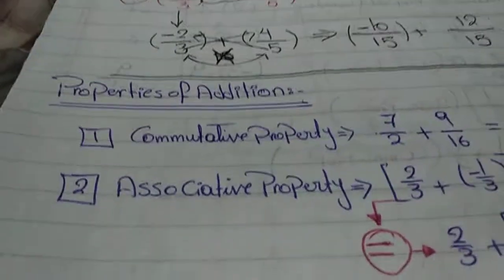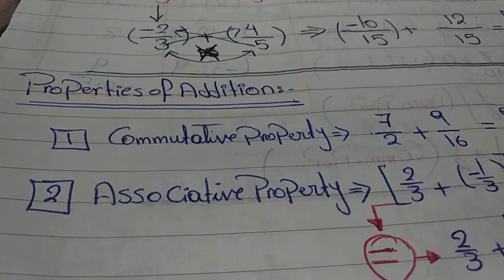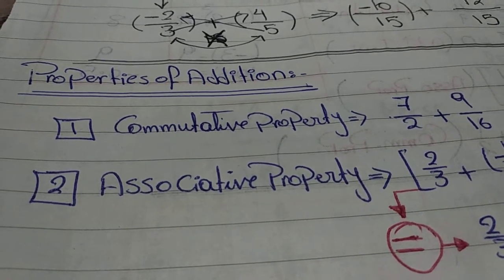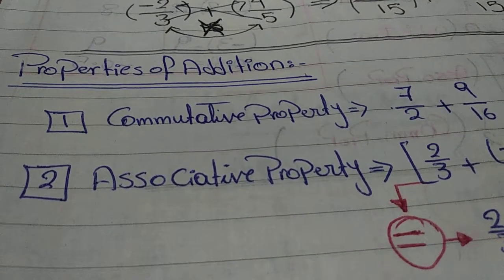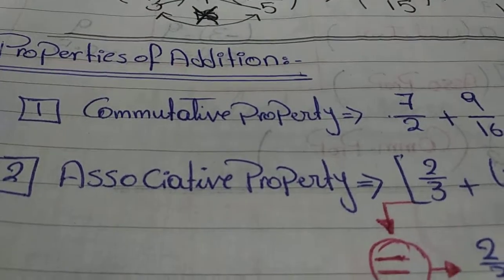Number 2, properties of addition. What are the properties of addition? Number 1, commutative property. What is the meaning of commutative property?